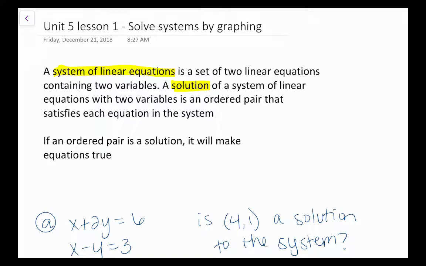This is the video for solving systems of equations by graphing. A system of linear equations is a set of two linear equations containing two variables. A solution of a system of linear equations with two variables is an ordered pair that satisfies each equation in the system. So if an ordered pair is a solution, it will make both equations true.